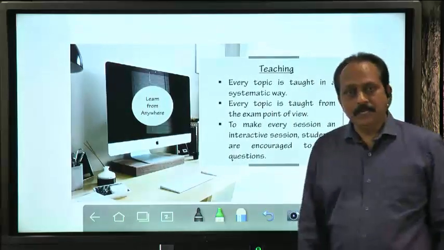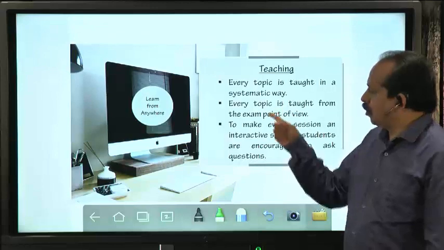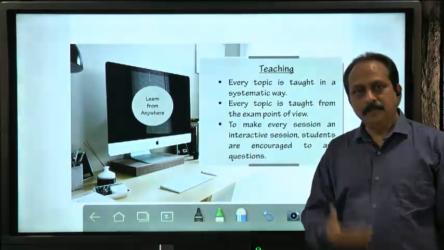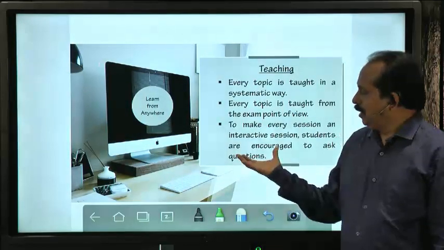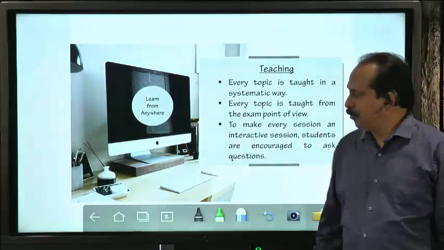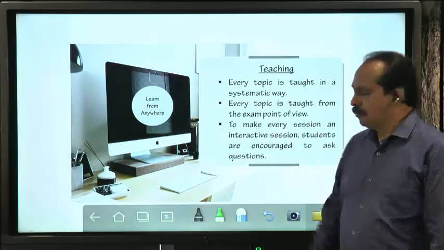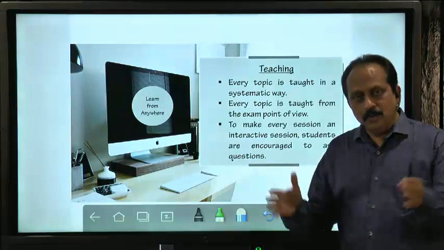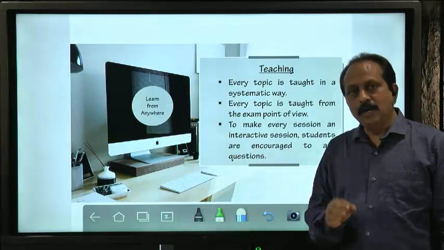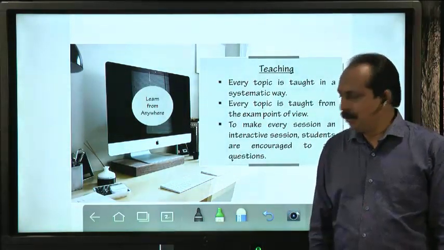And what is the style of teaching? Every topic is taught in a systematic way. I have been teaching for more than 20 years, and my style of teaching is a systematic approach. Second, every topic is taught from the exam point of view. We don't go outside the framework. Whatever I teach is purely from the exam point of view.